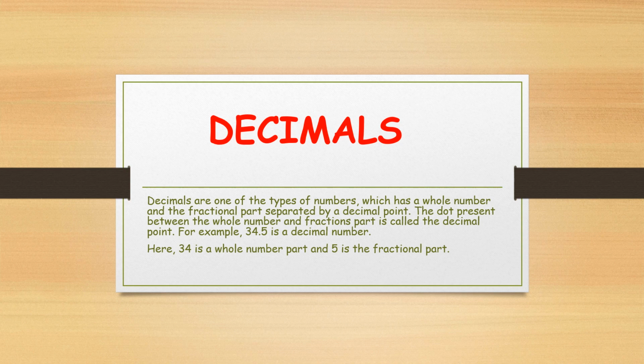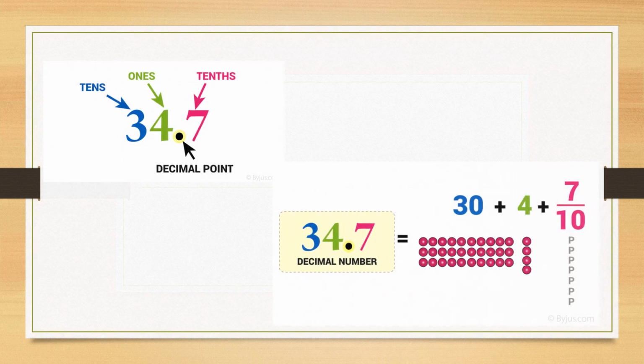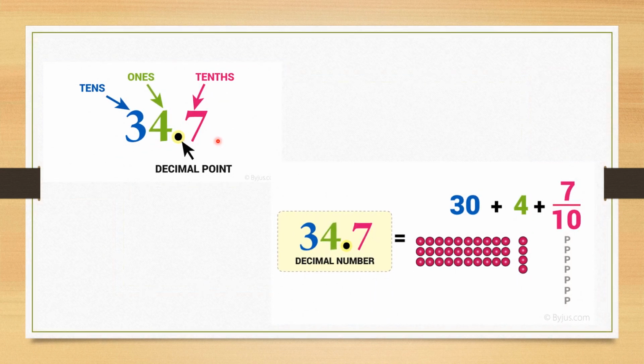There is a place value chart like 34.7. So you all know what the place value is of 34. 4 stands for ones, 3 stands for tens, and the point is a decimal point and 7 is tenths. So the number is 30 plus 4 plus 7 by 10. 7 by 10 is a fractional number. You can easily say this is the part of the fraction.